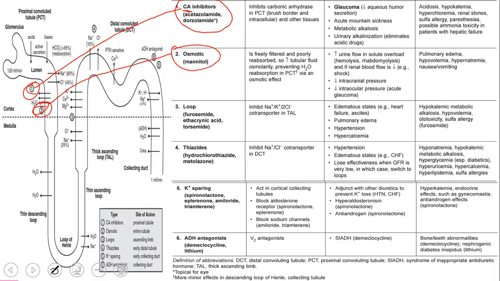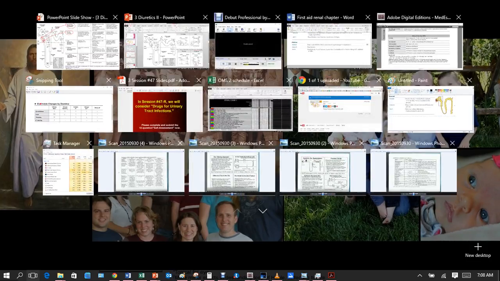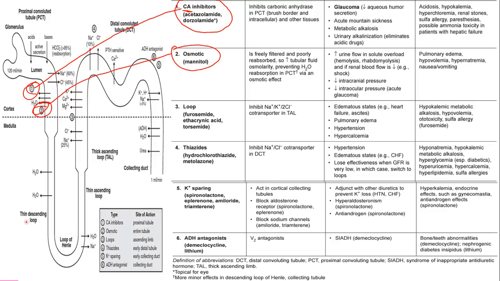Our osmotic, like mannitol, so that one is happening right here. And this is freely filtered and poorly reabsorbed, which means that it really easily passes through the glomerulus, but it doesn't get reabsorbed. Going back this way. So it easily passes this way, but does not go this way. Increases tubular osmolality, which means it puts a lot of osmotic pressure in here, which draws a lot of water in, and prevents the water then from being reabsorbed back this way.